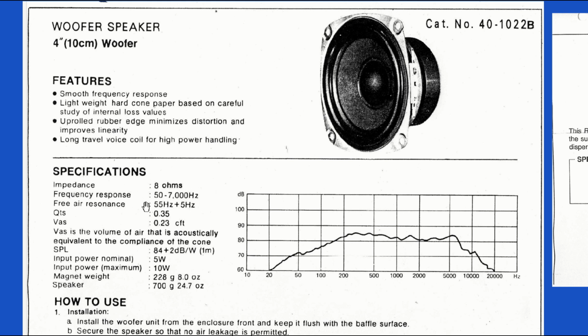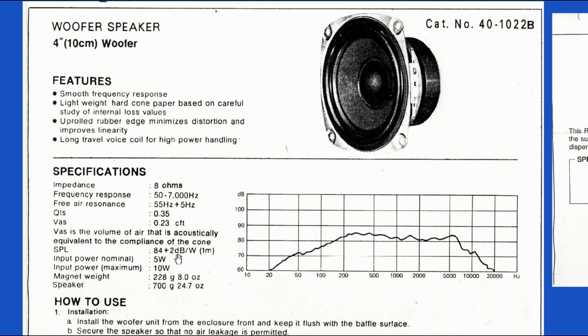The marketing department, of course, labels this as having a frequency response from 50 hertz to 7 kilohertz, but that doesn't mean much. We need to look at the graph to really understand it. So when I look at this graph, this axis is decibels. That's the sound pressure level measured at 1 meter from the source. You can see that here. Sound pressure level 84 plus 2 dB per watt at 1 meter.